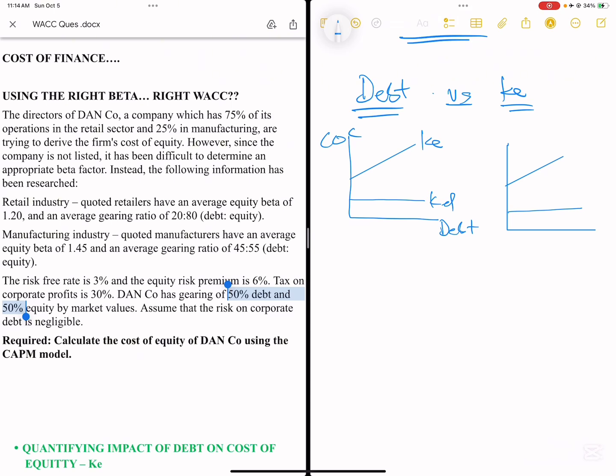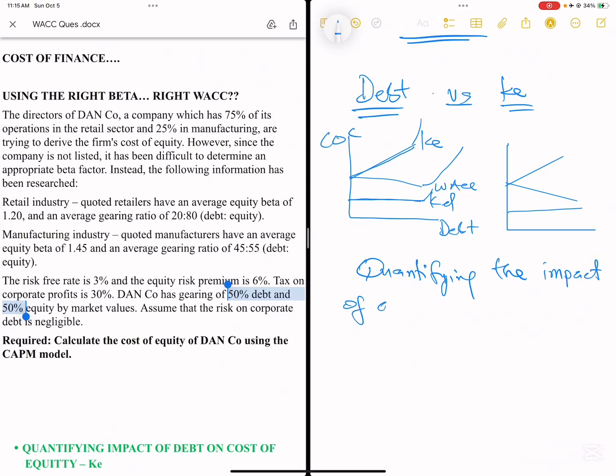Remember, this is what traditional theory said about WACC: it will keep coming down until the point where everything starts to go up, although M&M says it will keep going down forever. But that's not what I'm touching on. What I'm touching on is the fact that once debt is increasing, cost of equity is also increasing. What you want to know is how to quantify the impact. You need to be able to calculate the impact of debt on cost of equity.